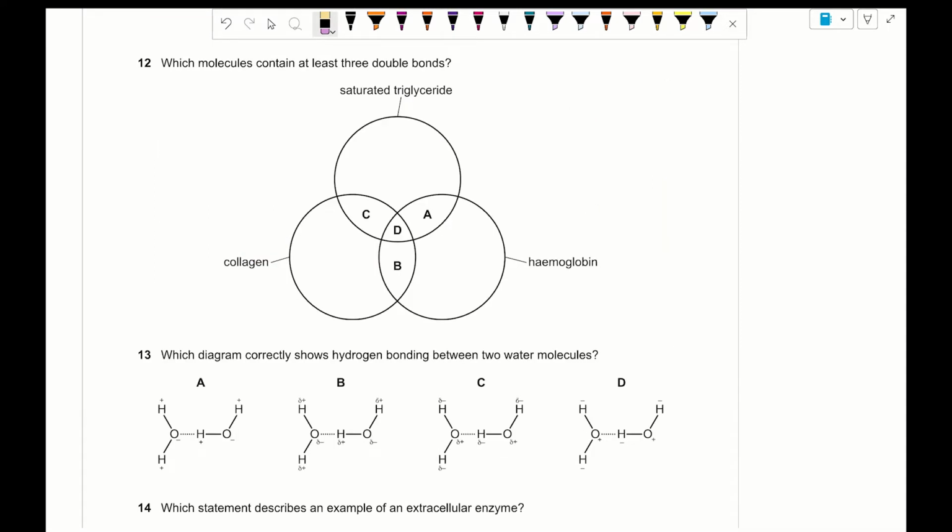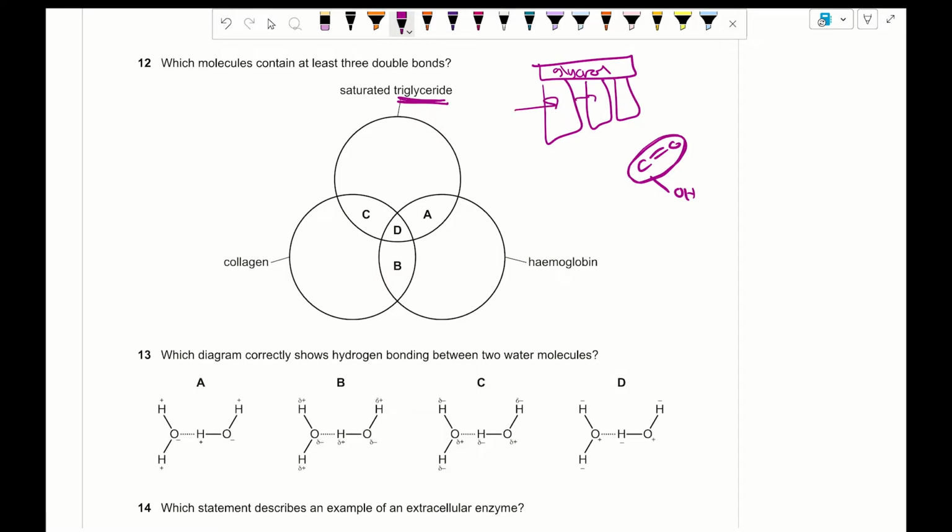Question number 12. Which molecules contain at least 3 double bonds? So, in addressing this type of question, you have to know some key points. So, in a triglyceride molecule, we know it's formed of glycerol and 3 fatty acids. We know that fatty acids contain a carboxylic group consisting of a double bond between the carbon and oxygen. Therefore, it must contain at least 3 double bonds in each fatty acid. Therefore, triglyceride is correct.